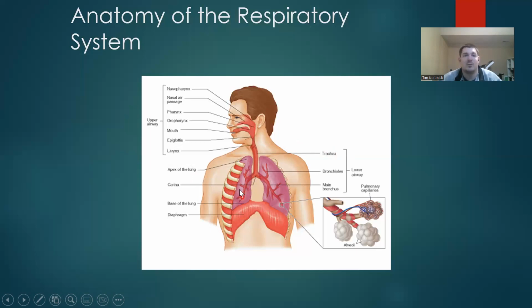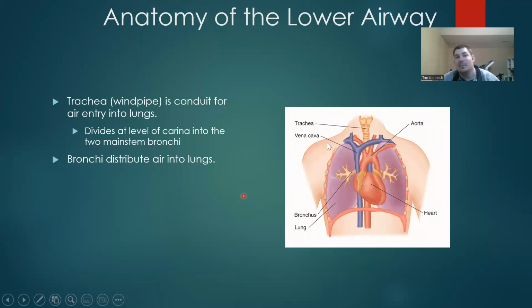And then from there, we go down to the bronchioles and to the alveoli, which kind of look like these little sac-like things down here, right? At which point in these alveoli is where we have gas exchange going on. There's lots of blood vessels attached to them. So the lower airway is there to facilitate gas exchange.